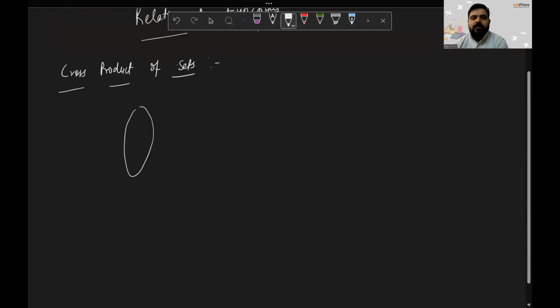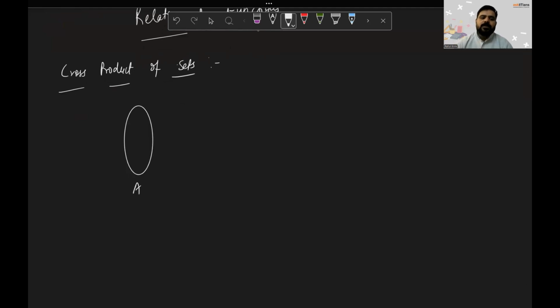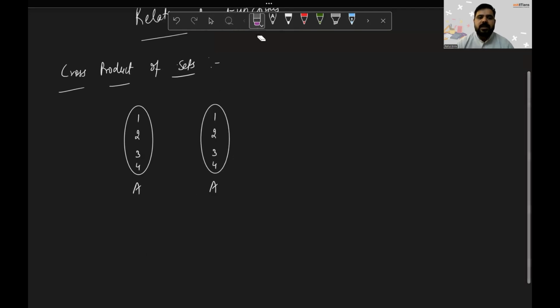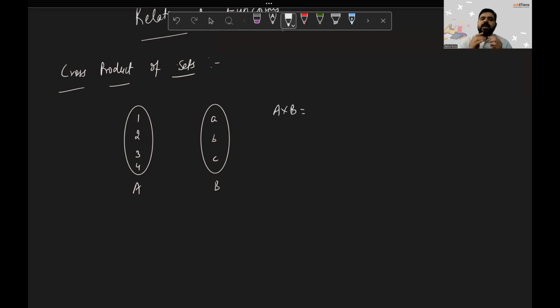Let's say if I have a set A here, which has elements 1, 2, 3, and 4, right? This is what we are having. And let's say we have another set, let's change the elements for our own ease. Let's say we have small a, small b, and small c in this set B. We have set A, we have set B. When we say cross product of sets, we will write that as A cross B. And how will we write this A cross B? We will be mapping each element of set A with each element of set B.